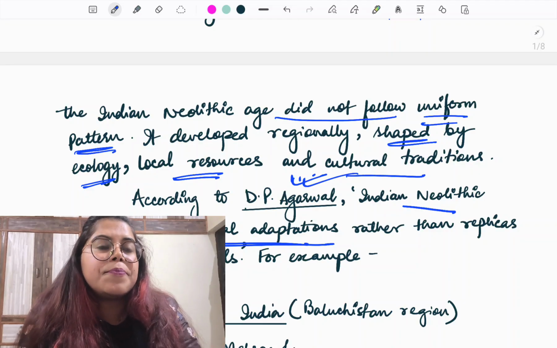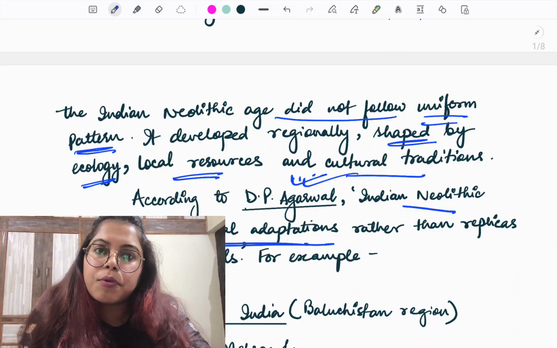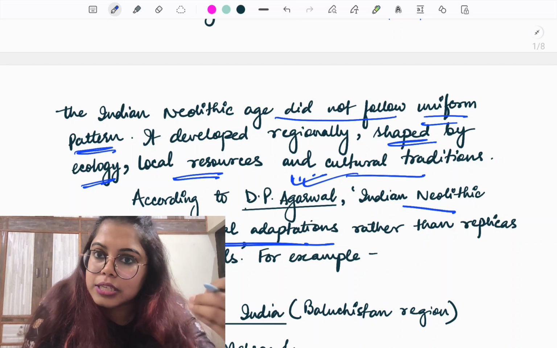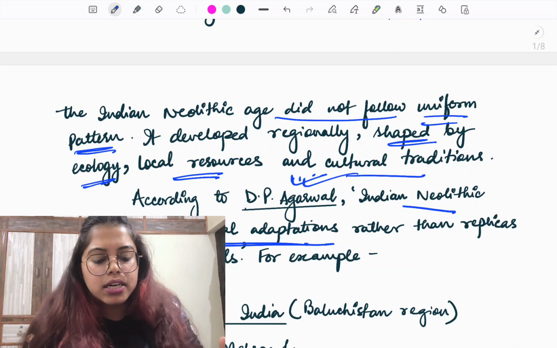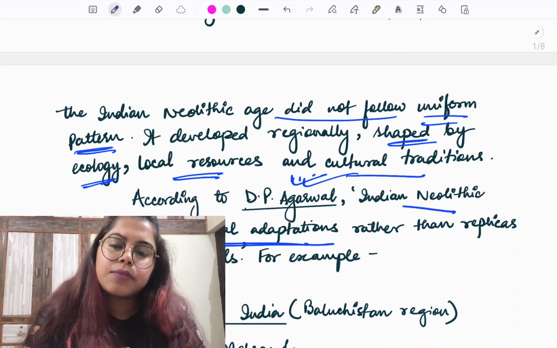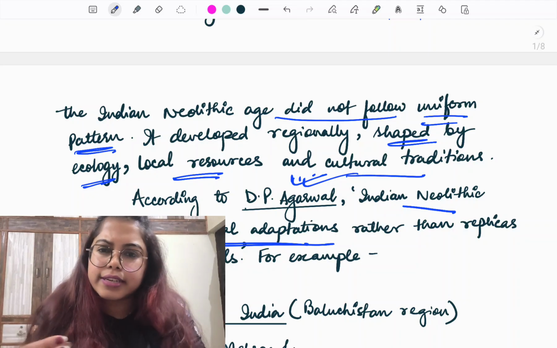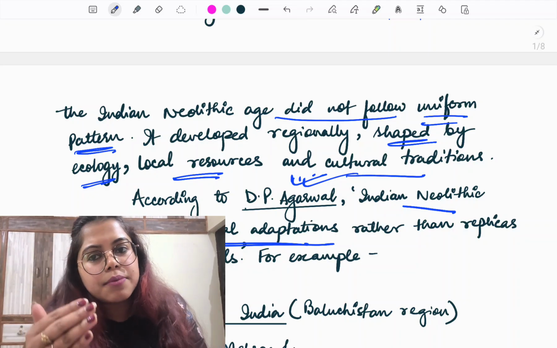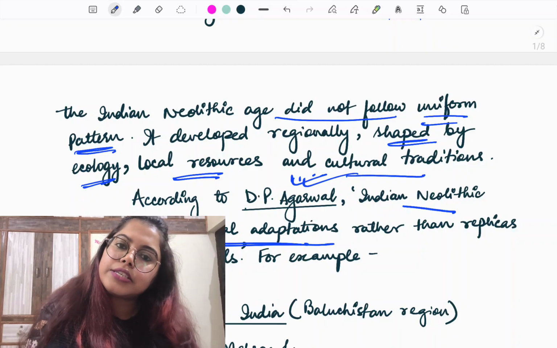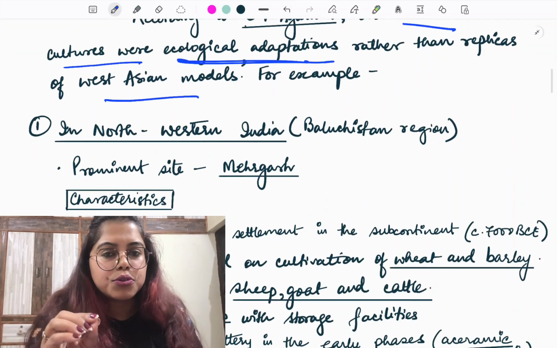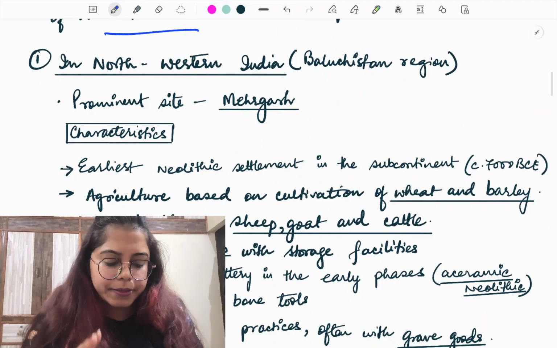For example, you can write that the Neolithic period was very important. D.P. Agarwal has said about the Neolithic period in India that the Neolithic cultures in India were, unlike West Asia, ecological adaptations and so on. Then from there, tracing back, we can lead to the body. So I leave it up to you, whatever you are comfortable with, do it.